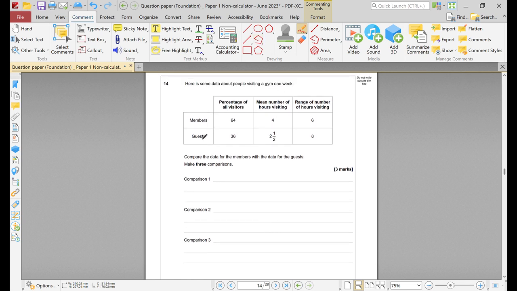Data about people visiting the gym in a week. Make a comparison. Well, we've got 3 ways to compare it, so we'll just use these 3 for guests versus members. Percentage of all visitors. Well, a higher percentage of them were members, because that's 64.